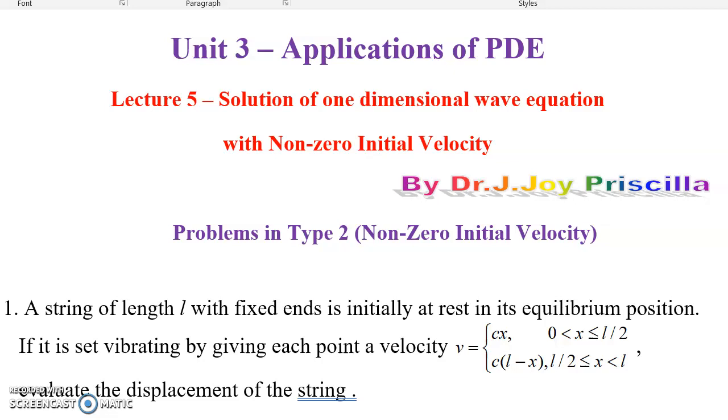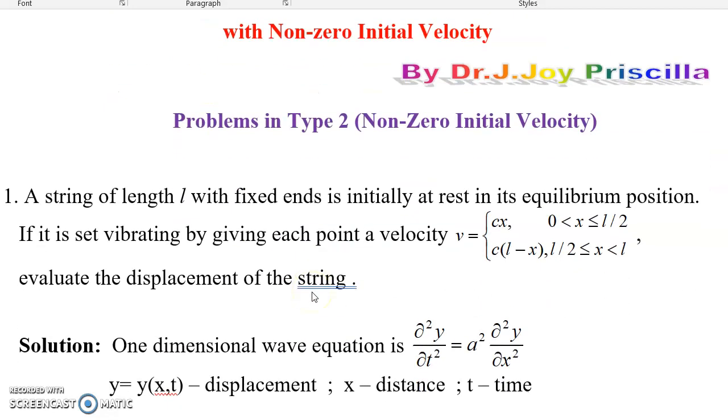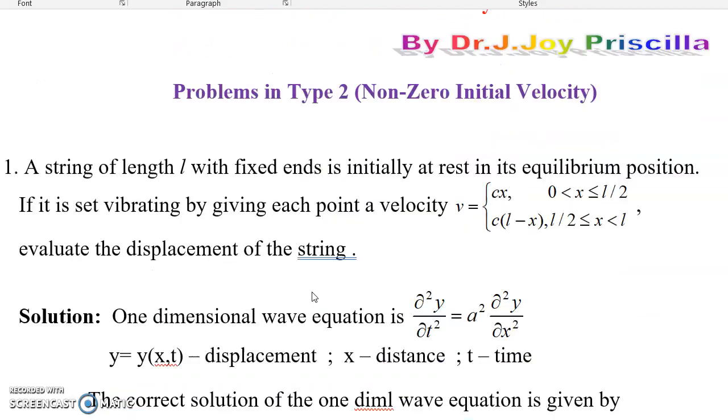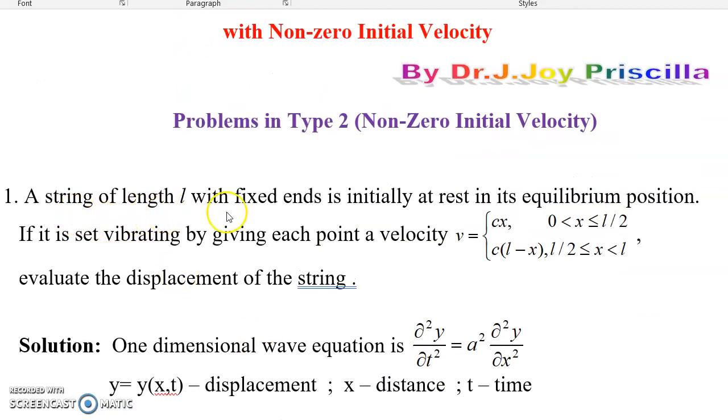Welcome students. In this video lecture we are going to learn how to solve a one-dimensional wave equation where initial velocity is given. So let us see a problem here. Look at this one. A string of length L with fixed ends is initially at rest in its equilibrium position. If it is set vibrating by giving each point a velocity, a function is given. Evaluate the displacement of the string. This is the problem. Now let us see how to solve this.